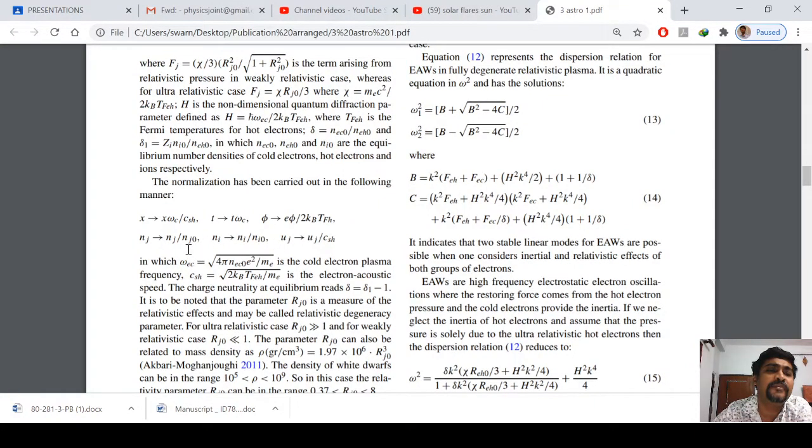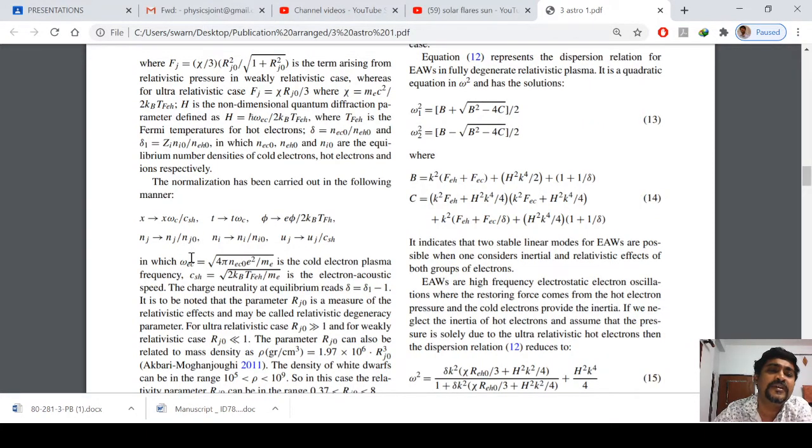And you see, we have normalized the velocities and the densities with their equilibrium densities. Suppose it is nj, j is a suffix, and Ne is the electron density. So Ne is equal to Ne by Ne0. That is the equilibrium. So what is equilibrium and what is perturbation?